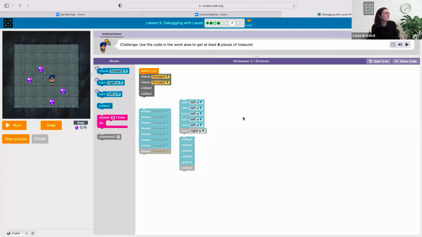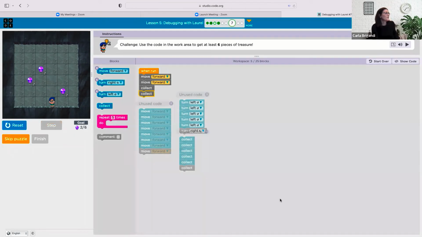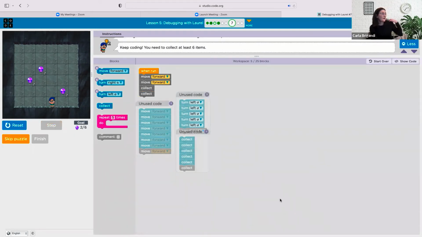So as we look through this, this is kind of a complicated grid. It might be good to just see what happens first. We're developing problem-solving strategies before they jump in and start trying to fix this. Observe the workspace and see what happens when you hit run. So that was successful, right? Laurel moved forward and she collected the jewels.